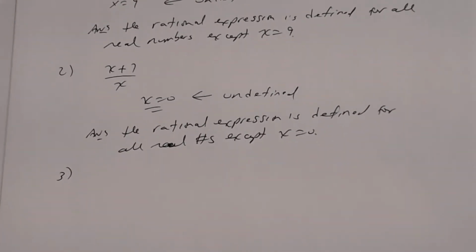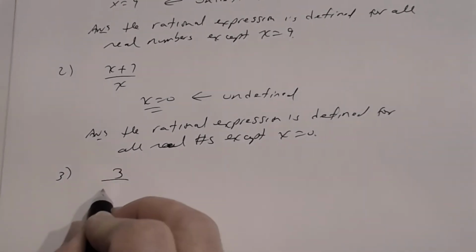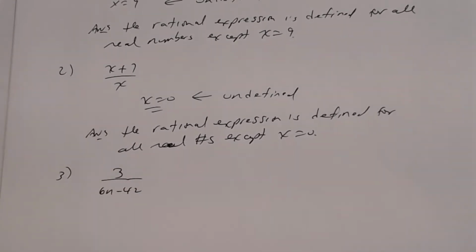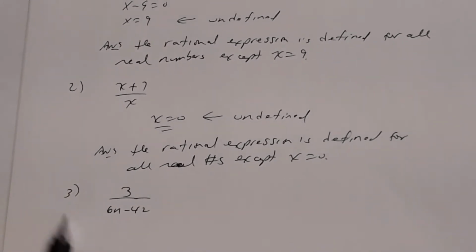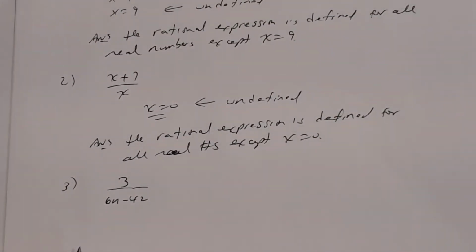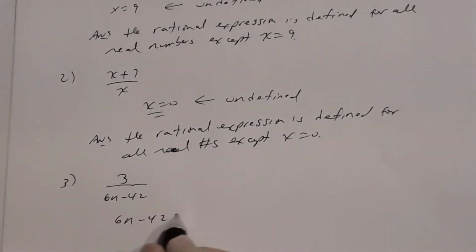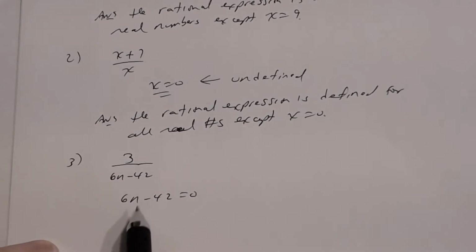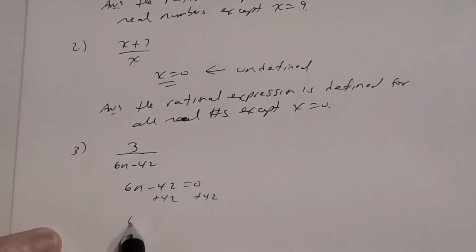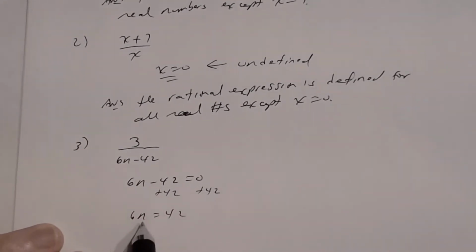Number 3. Let's suppose we had 3 divided by 6n minus 42. Again, you want to find out where this rational expression is defined. What values of n can I use? Let's first find out what makes it undefined. A rational expression is undefined when the denominator is 0. So first find where this denominator is equal to 0. I have this linear equation, so I add 42 to both sides, and I get 6n equals 42. To get n by itself, I divide both sides by 6, and so I get n to be 7.